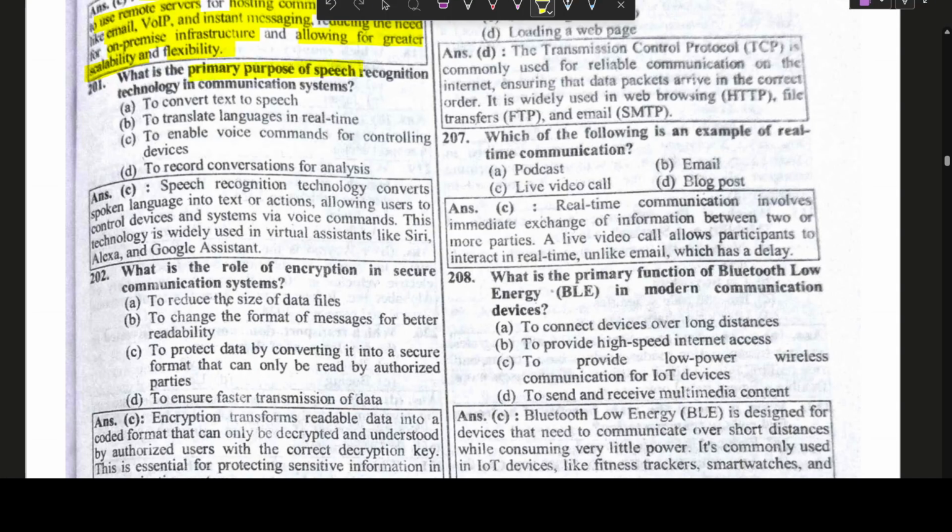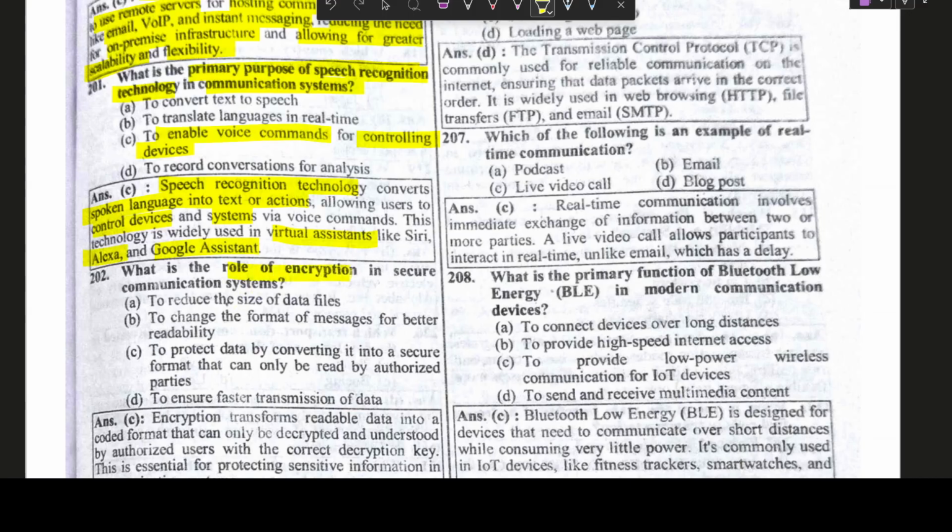What is the primary purpose of speech recognition technology in communication systems? It is to enable voice commands for controlling devices. Speech recognition technology converts spoken language into text or action, allowing users to control devices and systems via voice commands. This technology is widely used in virtual assistants like Siri, Alexa, and Google Assistant.